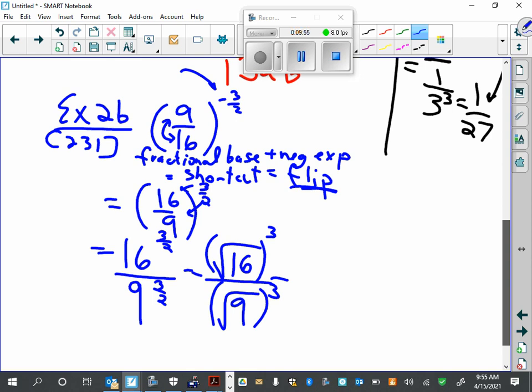Now, what's the square root of 16? You knew that before you met me. What's the square root of 9? Wasn't that good times before you met me? Weren't you so happy?